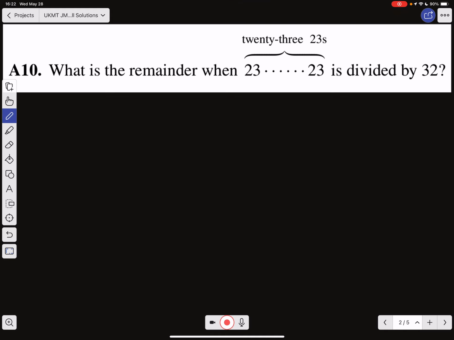So if we know the divisibility rule of 4, last two digits are a multiple of 4, 8, which is last 3, 16, which is last 4, so we have 32, which is last 5. Or is it? Pretty much, yes.